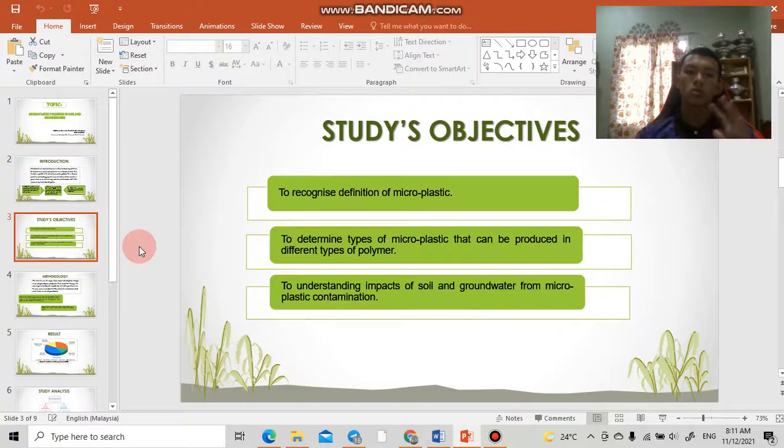Alright, so we go to the study objective. From this article, the study objectives I want to make are: the first one is to recognize the definition of microplastic. The second one is to determine the types of microplastic that can be produced from different types of polymer. And third, to understand the impact of microplastic contamination on soil and groundwater.